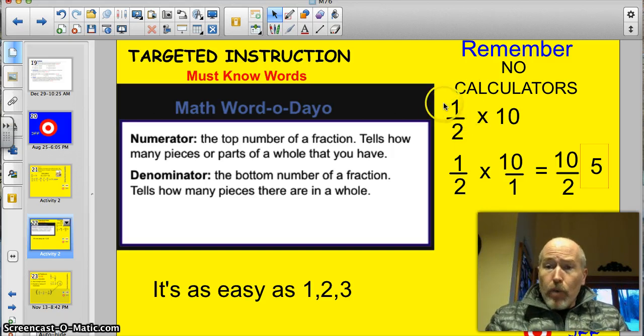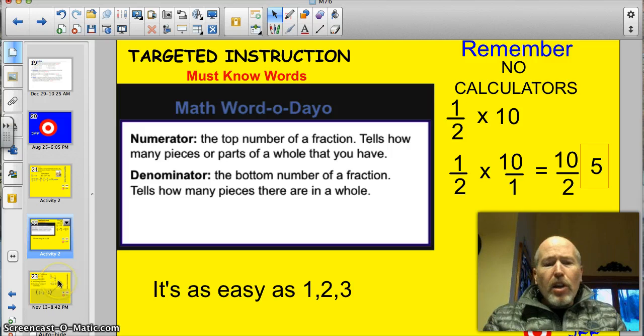All right, now you want to multiply 1/2 times 10. Well, we know that 1/2 of 10 is 5, but look how easily it is to do. You put the 10 over 1. 1 times 10 is 10. 2 times 1 is 2. Hey, what's 10 divided by 2? 5. And just like that, you've multiplied your second set of fractions.